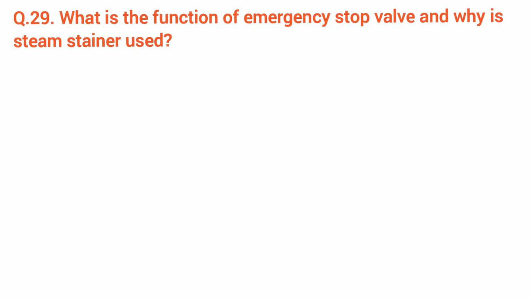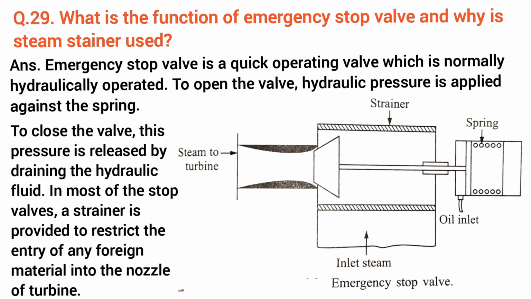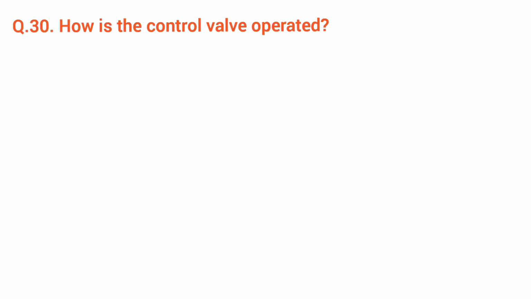What is the function of emergency stop valve and why is steam strainer used? Emergency stop valve is a quick operating valve which is normally hydraulically operated. To open the valve, hydraulic pressure is applied against the spring. To close the valve, this pressure is released by draining the hydraulic fluid. In most of the stop valves, a strainer is provided to restrict the entry of any foreign material into the nozzle of turbine.